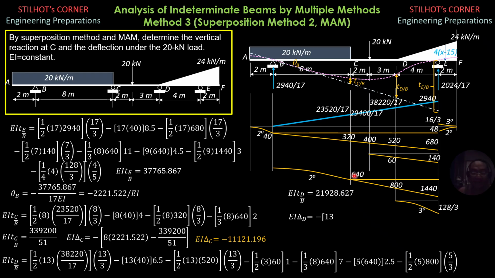So EI delta D is the negative of the quantity absolute value of 13 times theta B minus the absolute value of the deviation of D relative to B. Calculating, that's equal to negative 6951.159, just like before.